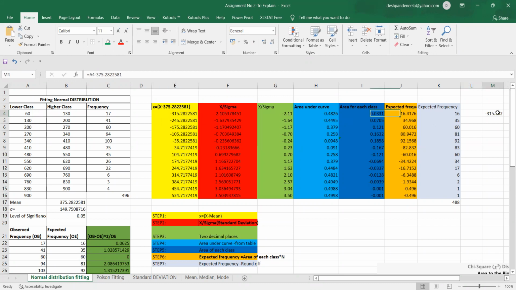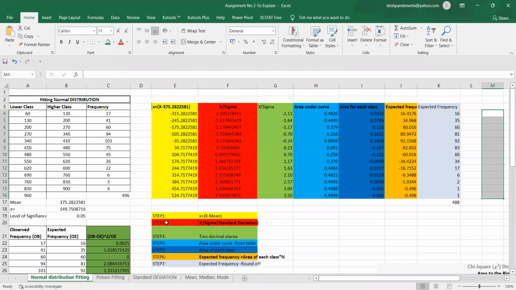As said in the last session also, go to this particular cell, go to the right-hand side bottom corner, where you can see a plus sign, and just drag it down. You will get all the values. See if the values are the same. Yes, they are the same. Now you have got the small x.